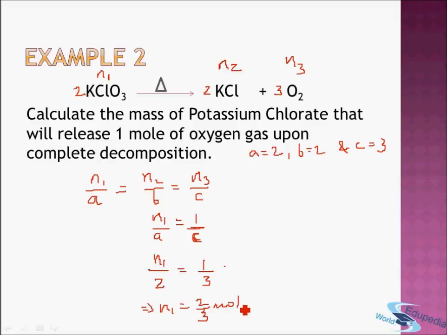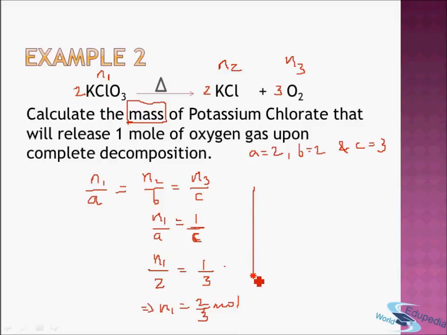But the question is not to calculate moles of potassium chlorate. What do we have to calculate? We have to calculate the mass of potassium chlorate. So this brings us to the next subsection of the question: to convert moles to mass. We had to calculate information about the left hand side, and this is the only relation we know between left and right, but that relation gave us moles, and what we need is mass.